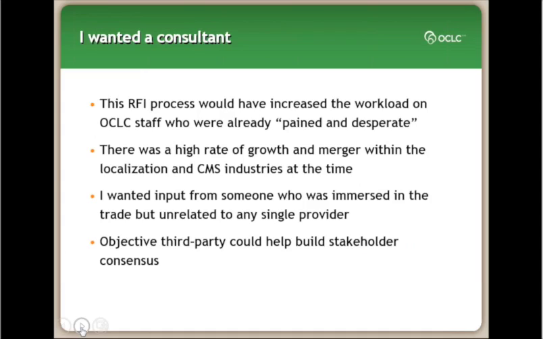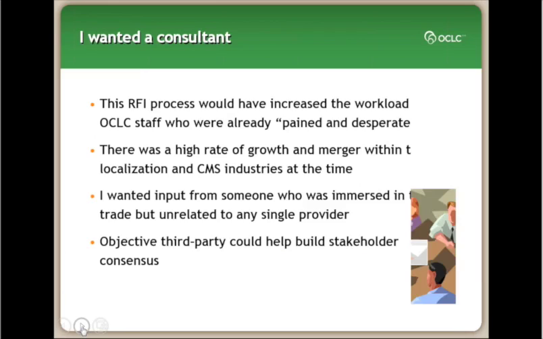I'm not sure I would ever recommend that someone take on a project of this size without the help of an expert. And one of the other benefits of having a consultant that I found was that he served as an objective third party who could help build our stakeholder consensus. And that became more important as we went on.